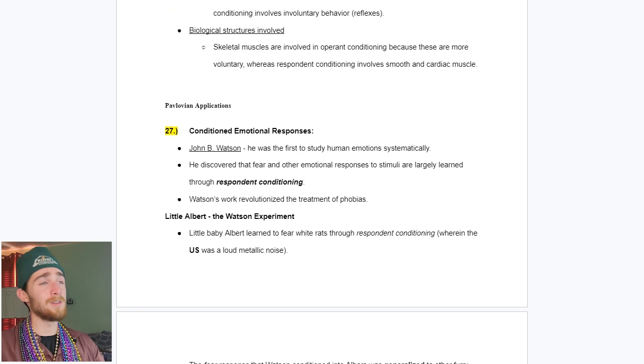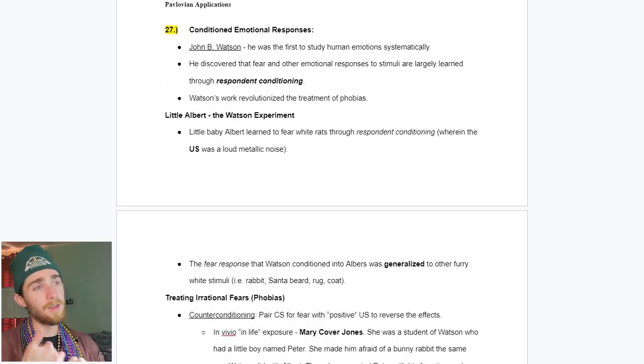Now, let's talk about Pavlovian applications. Conditioned emotional responses. This comes to us from John B. Watson. Watson was the first guy to study human emotions systematically. He discovered that fear and other responses to stimuli are largely learned through respondent conditioning, and so his work revolutionized the treatment of phobias. We all know John Watson for his experiment on Little Albert.